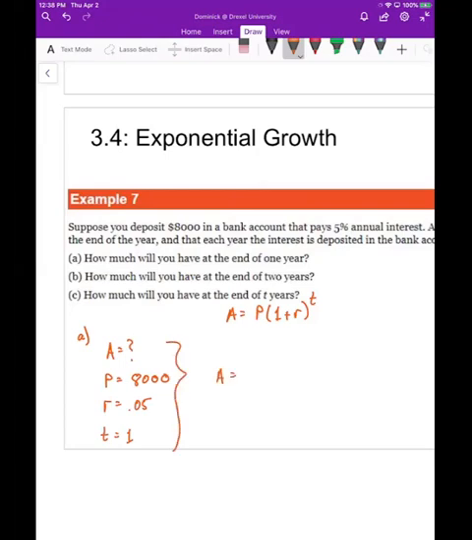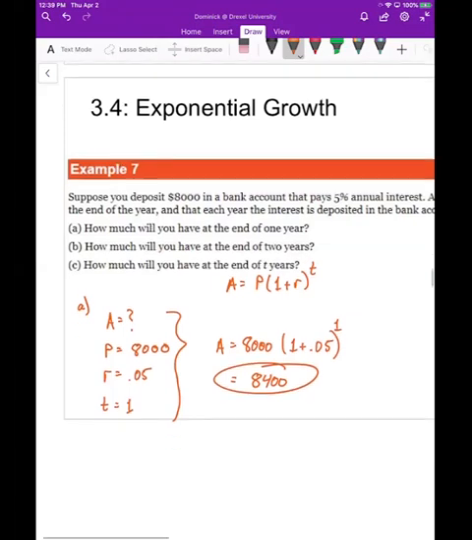So if we plug this in, we get A is equal to 8,000 times 1 plus 0.05 to the first power, right? And of course, if we multiply this out, we're going to get that this is 8,400. And this is no different from the simple interest case because we haven't gotten any interest yet. We're still going to only collect $400 worth of interest.